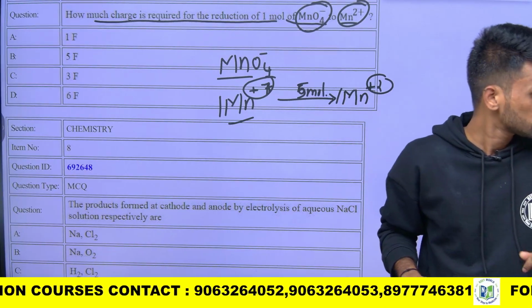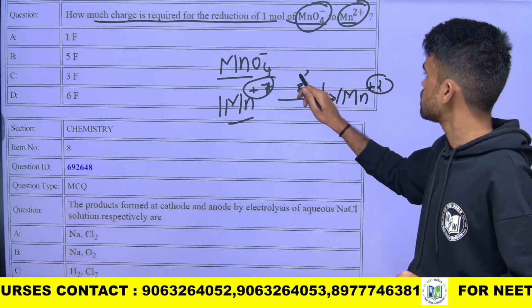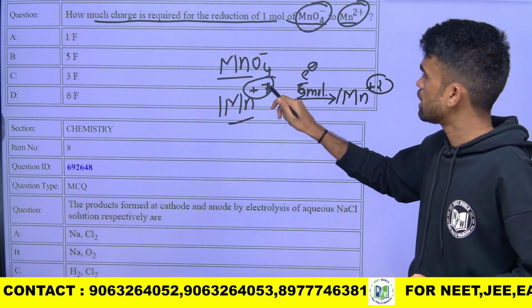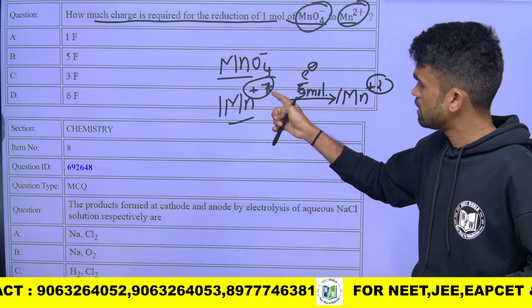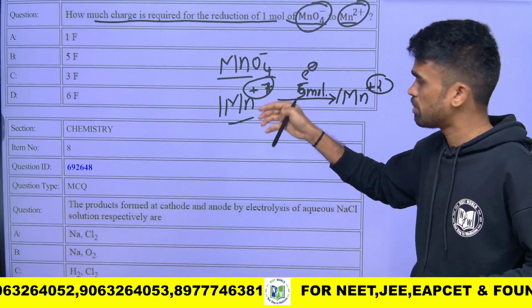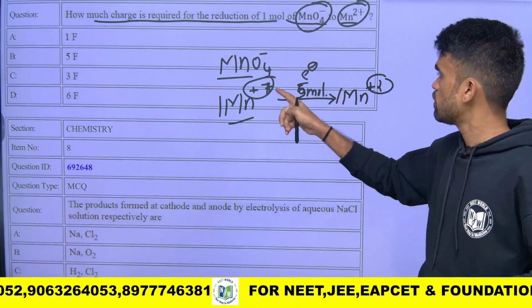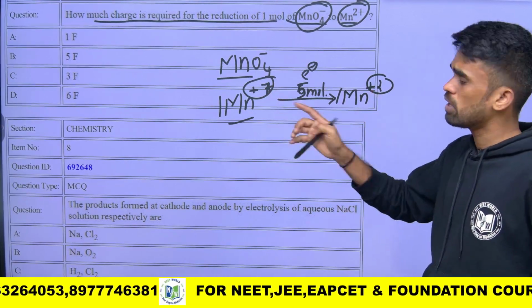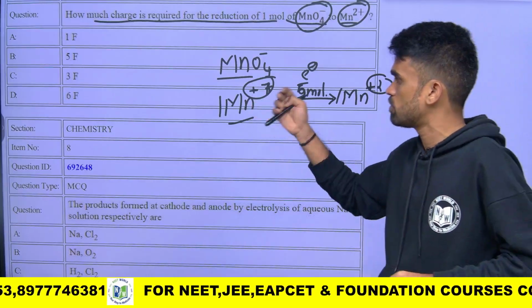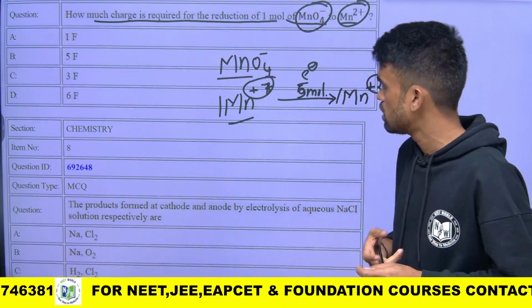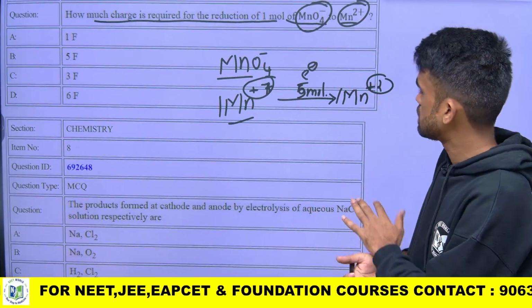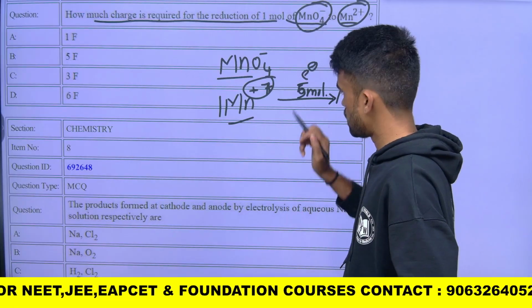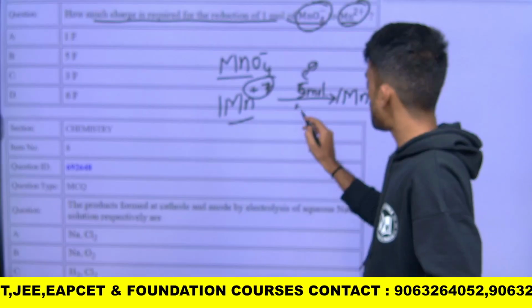Sorry, 5 moles of electrons. Each negative charge decreases this charge plus 7 by 1 unit. Therefore, to decrease 5 units, we require 5 moles of electrons for 1 mole of this Mn plus 7. I hope it is clear. So for 1 mole we require this, so 5 Faraday is required.